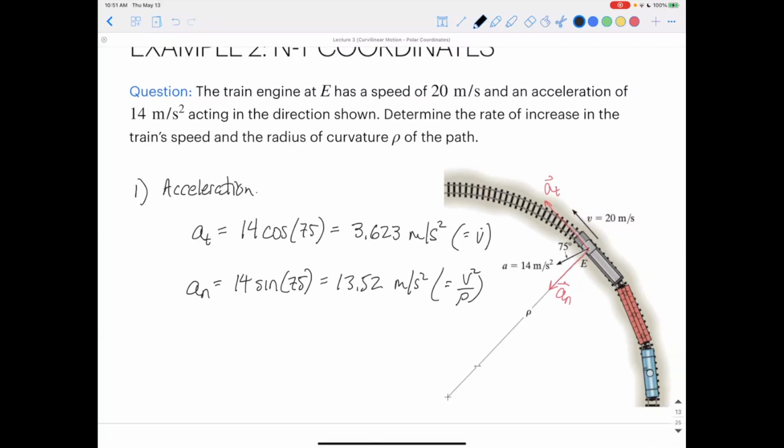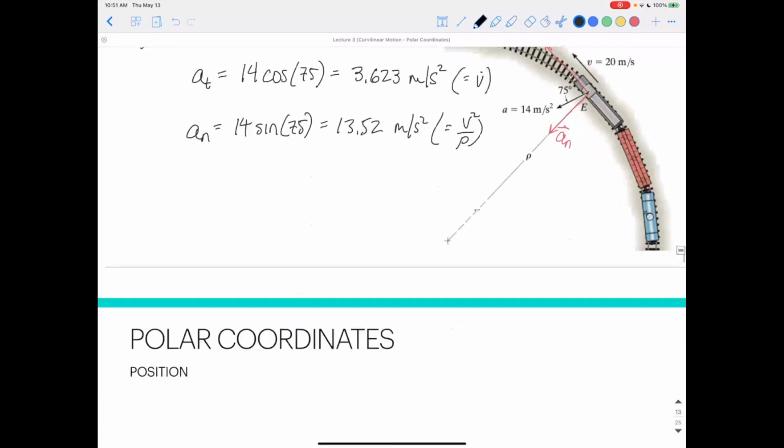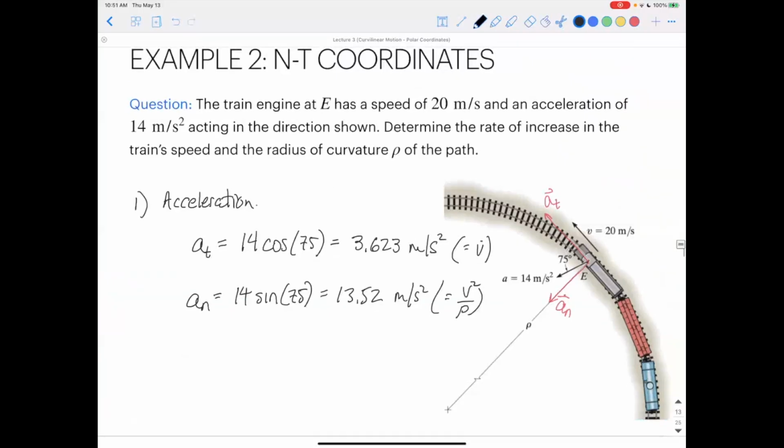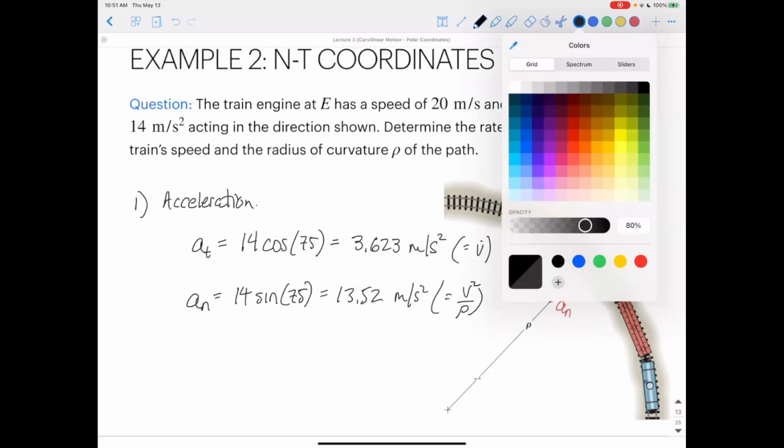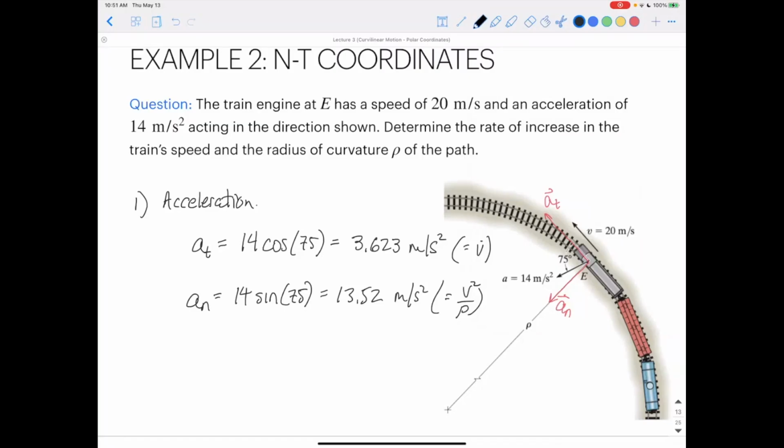So it's asking determine the rate of increase of the train's speed and the radius of curvature of the path rho. So we've basically answered our first question with the actual first equation. The rate of change of the speed is the tangential component of acceleration. So we can just write down the first answer. v dot is equal to a_t, which is equal to 3.623 meters per second squared. So that's our first answer.